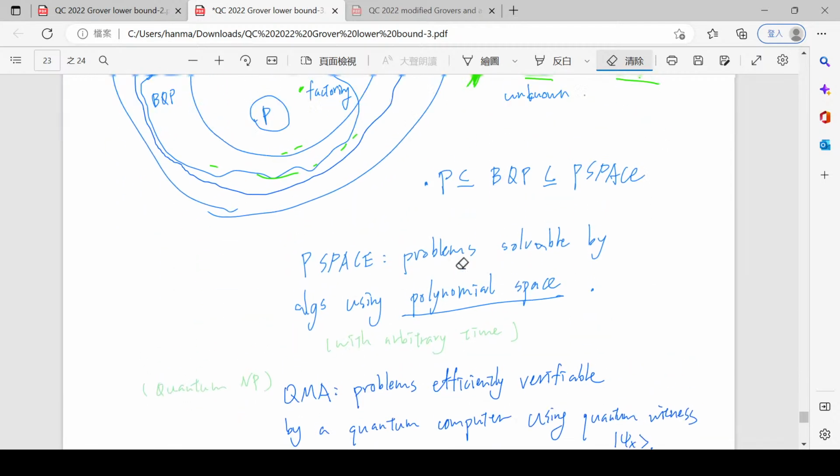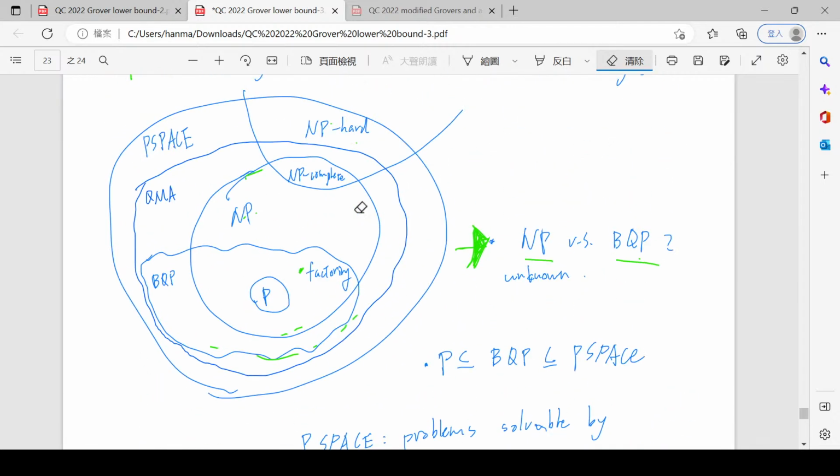And I should write this longer. Anyway, we have an easy containment relation we can prove. P is obviously inside BQP, because you can run every polynomial time classical computation on a quantum computer. There is a polynomial time blow up, but we don't care. So it's possible.